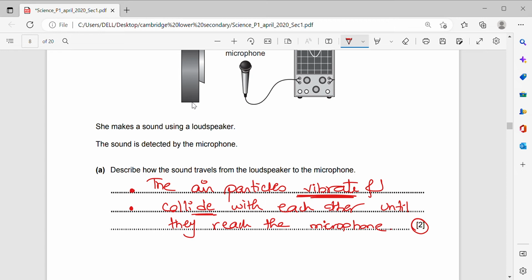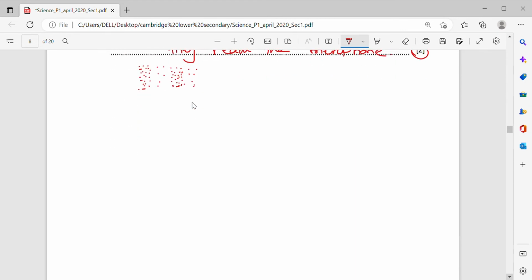Remember the compression and rarefaction that we drew before. We have compression, then we have rarefaction, we have compression, then rarefaction, and so on. This is how the sound waves travel.